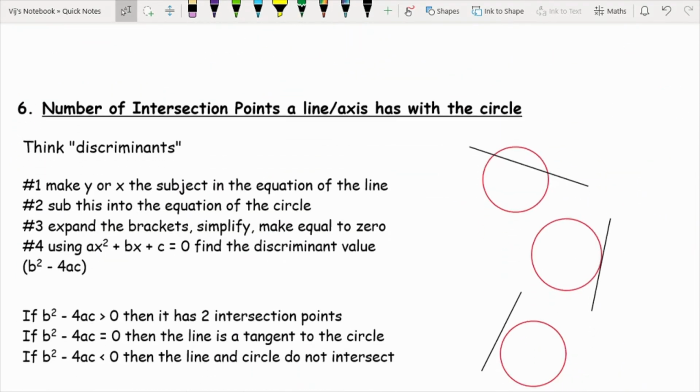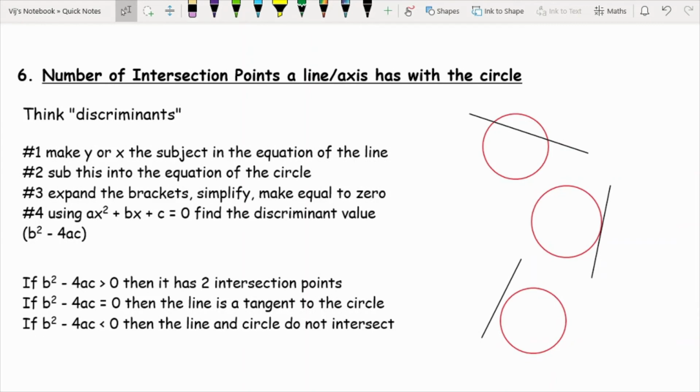So number 6. Now we've mentioned this previously, this question asks you to find the number of intersection points a line or axis has with a circle. Whenever you're looking at wording in terms of finding how many times or how many roots there are, try and think of the topic that is discriminants. The key thing to note here, and there's a few diagrams here, is that in this particular case we've got 2 intersection points. So 2 points.